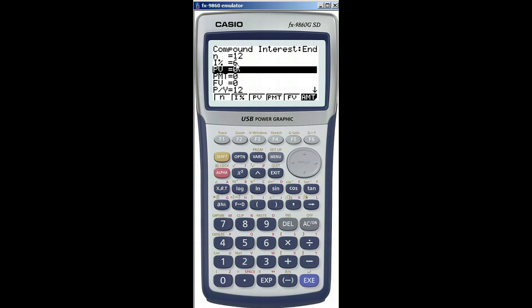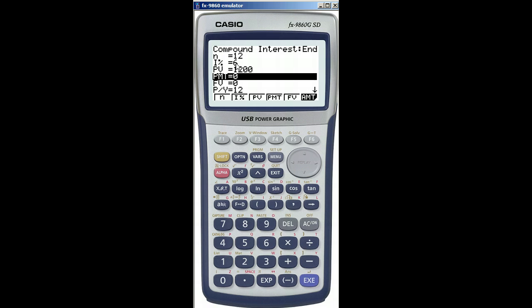And the present value is the amount that we're borrowing. So let's borrow $1,200. The payment is what we want to compute. The future value is what we want to end up with after 12 months, 0. And the payments per year that we'll make, 12 monthly payments.